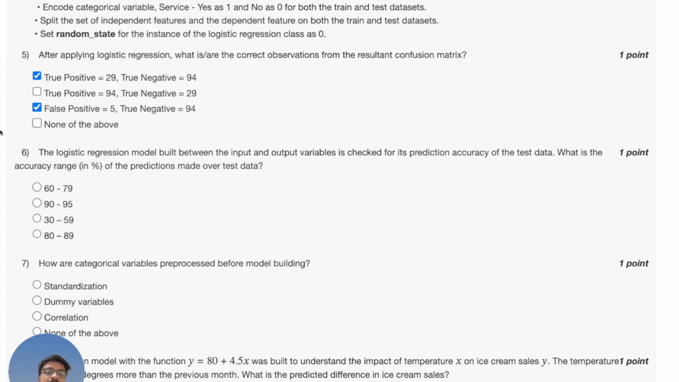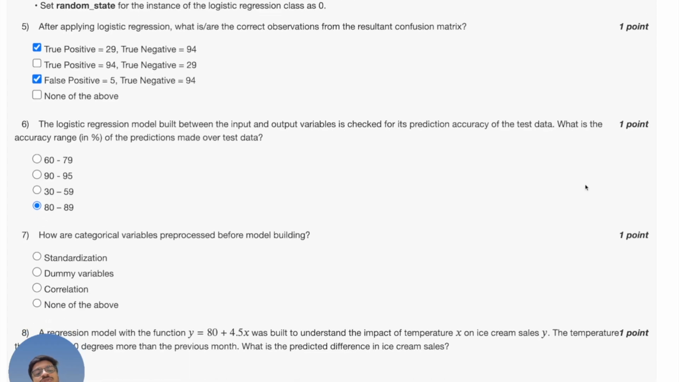So we can consider 80 to 89% over here as our answer because it's a good range for accuracy. If we are getting accuracy in this range, then our model is working well, and you should proceed further with the next thing.